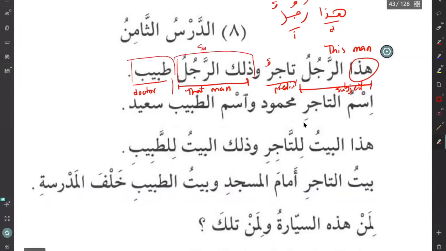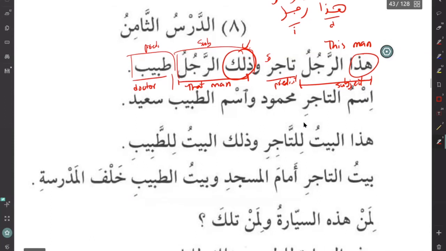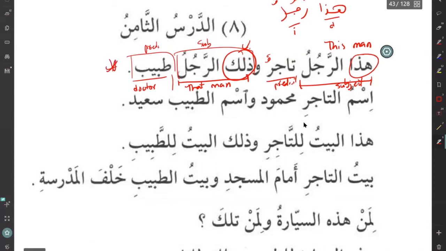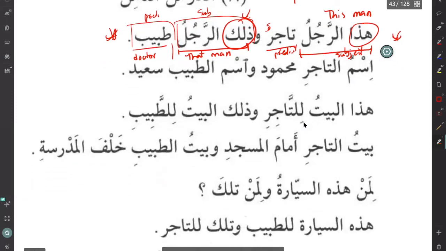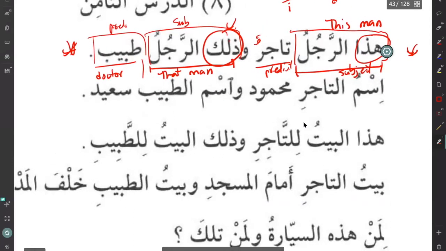So this is your subject and this is your predicate. You can say this: the dhalika is your subject, but the rajul is just an adjective to the subject. So you understand? That's the point. Now, any question here? If we understand this sentence and there's no question, I'm just going to quickly translate the rest. Honestly, the rest is just following this same rule. So let's move forward.